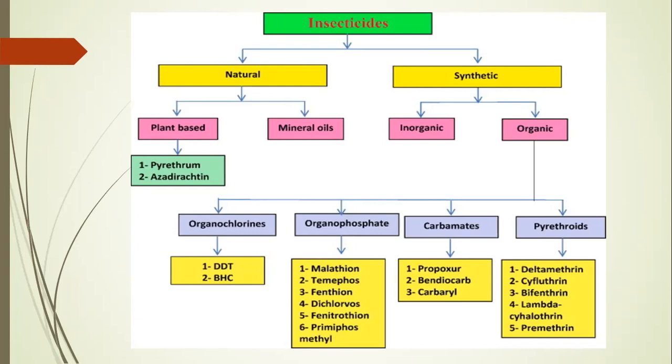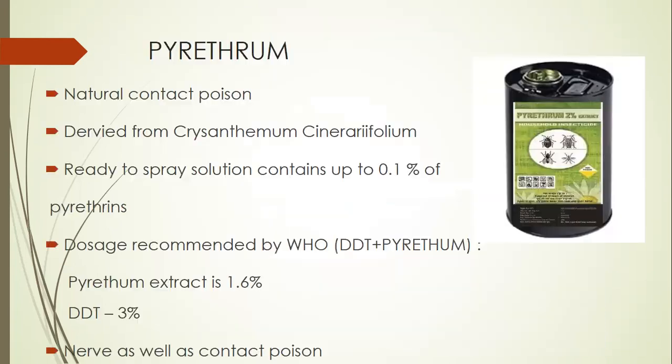DDT and benzene hexachloride come under organochlorines. Malathion, temephos, fenthion, dichlorvos, fenitrothion, pirimiphos methyl come under organophosphates. Propoxur, bendiocarb, carbaryl come under carbamates. Deltamethrin, cyfluthrin, bifenthrin, lambda cyhalothrin, permethrin come under the synthetic pyrethroids. So we will discuss some of the important insecticides in this video.